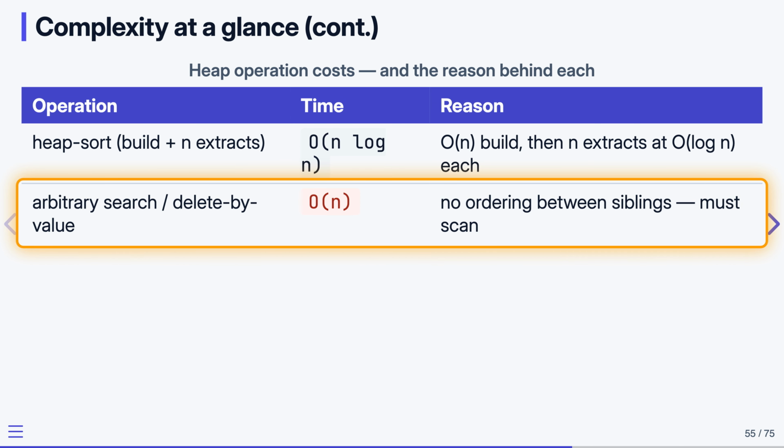And arbitrary search, or deleting a value that is not the max, is big O of n. There is no ordering between siblings to use, so you have to scan. That is the one thing a heap is genuinely bad at, and it is worth remembering.